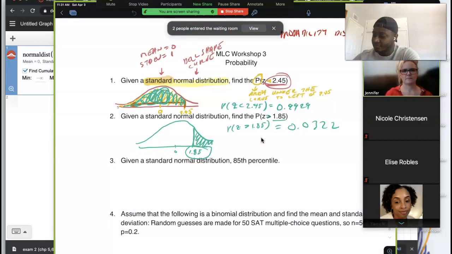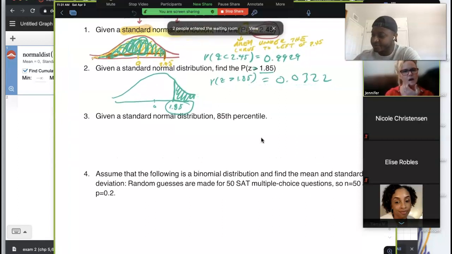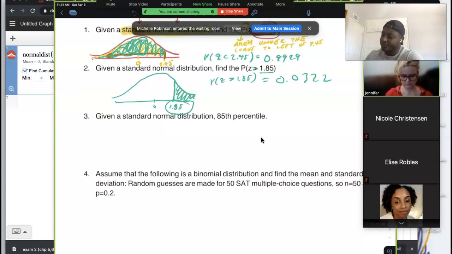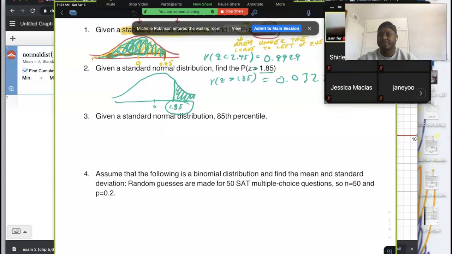Yeah. Okay. For number 3, you're actually going to work backwards. For both of these questions, we were given a z-score, and then we had to find the area underneath that. But this time they're actually going to give us the area, and then we'll have to use the area to help us find that z-score.